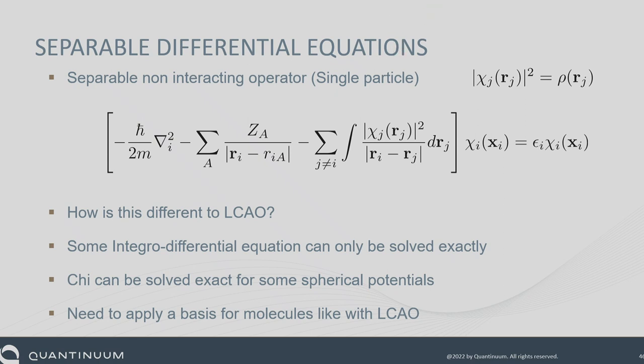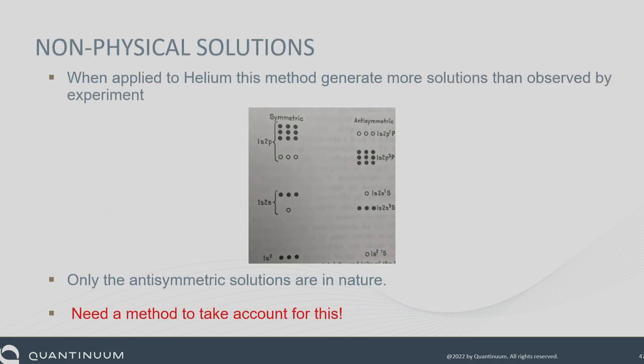If you look online, there's some very good resources showing this. But as soon as you go away from spherical symmetry into the molecular picture, then you have to start solving things with a basis. So you need to use a basis in the same way that we use linear combination of atomic orbitals. But due to numerical problems, those aren't suitable. Okay, and I will come on to why that is in a second.